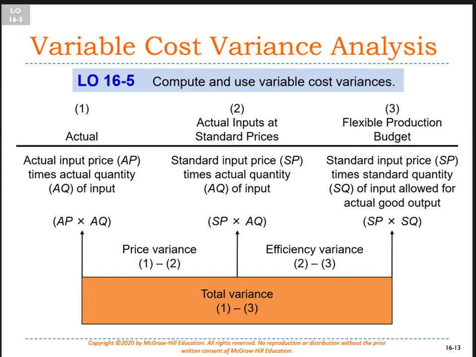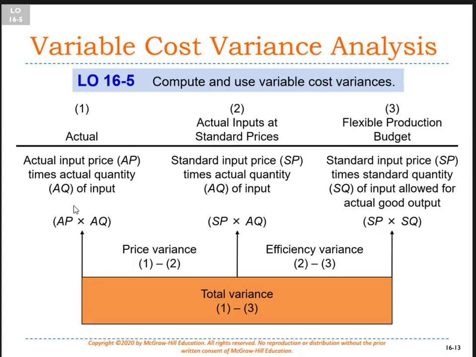So once we know and have some actual costs and we know what our flexible budget is, and notice that column 3, if you will, is the flexible budget, column 1 is actual, and this is kind of a graphical way of representing our calculation of the variances. So direct labor, direct materials, and variable overhead are all going to have price variances and efficiency variances.